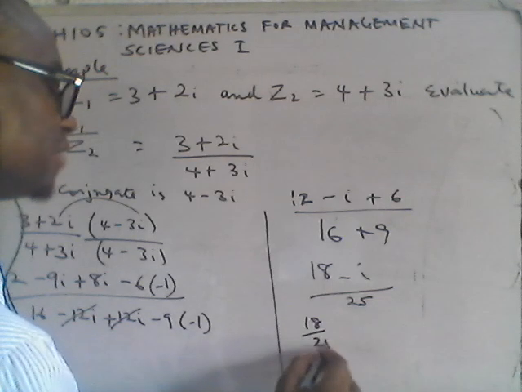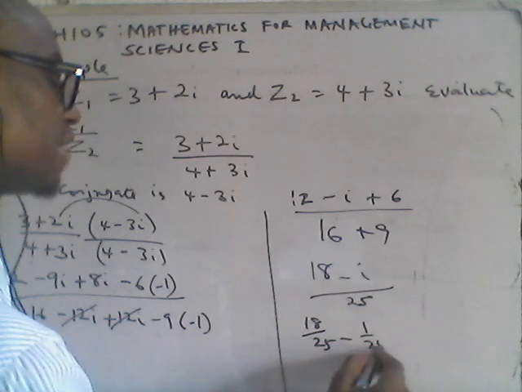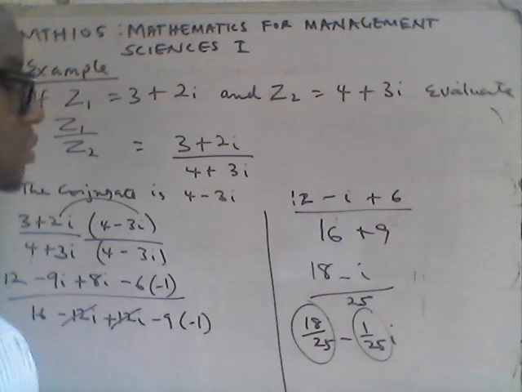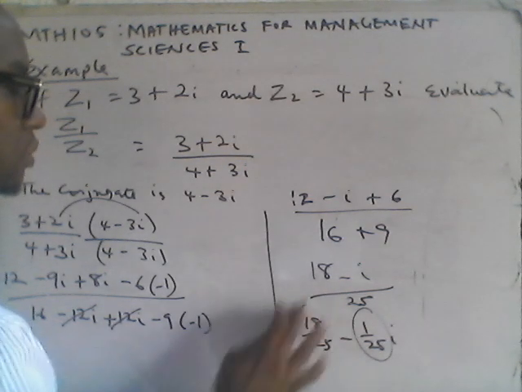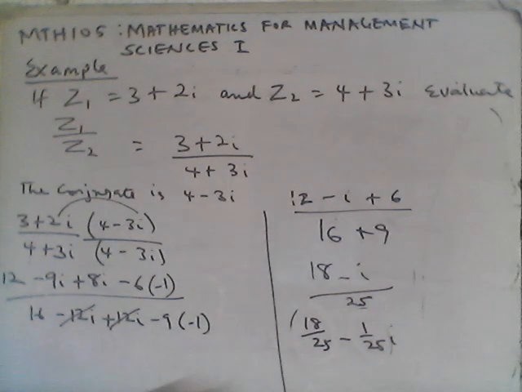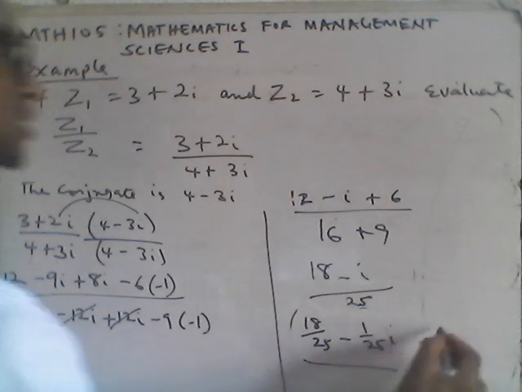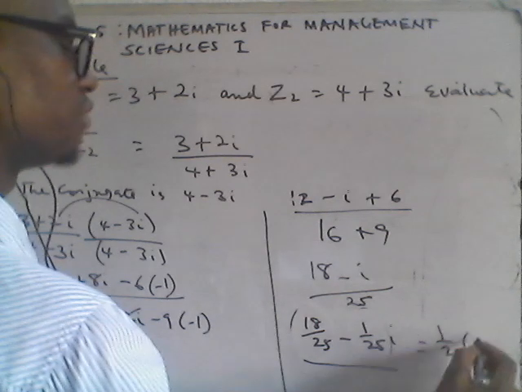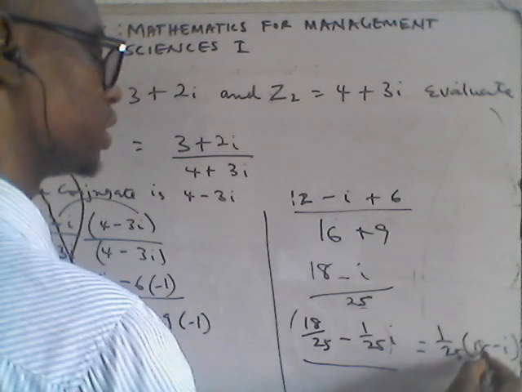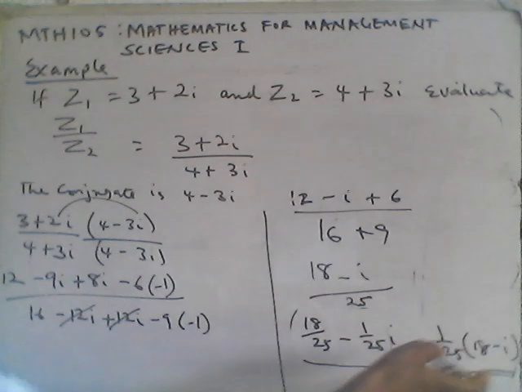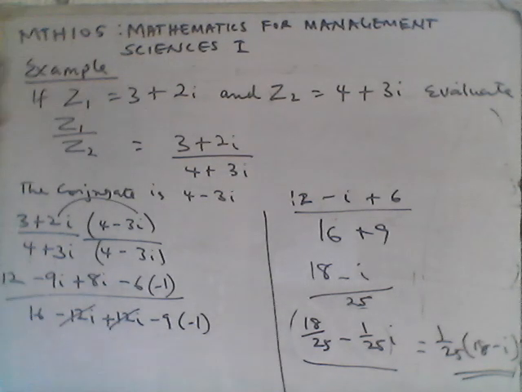So I can do it like this: 18 over 25 minus 1 over 25i, where this is the real part, this is the complex part. Understand? Okay, so this is the final answer. Or you can do it like this: 1 over 25 will come outside, then I'll have 18 minus i. If you see these as options in your objectives, you can pick this one or this one.